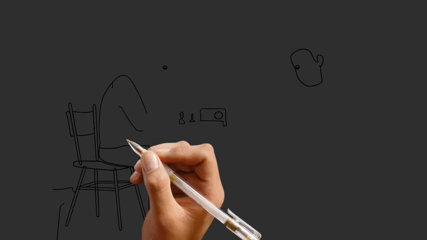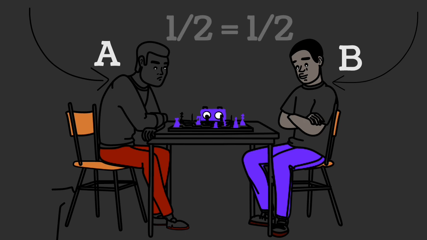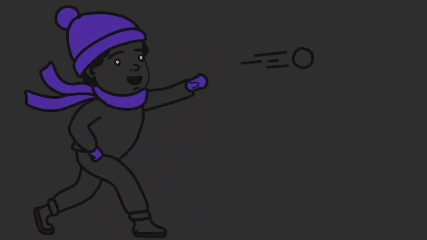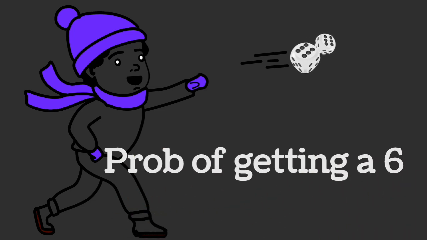For instance, in a fair game of chess between A and B, there is every probability that A would win the game. In that case, the probability that A will win is still the same as the probability that B will win, which is 1 over 2 for each side. Another good example is when two fair dice are thrown at once. The probability of getting a 6 from the first die is the same as the probability of getting a 6 from the second die.